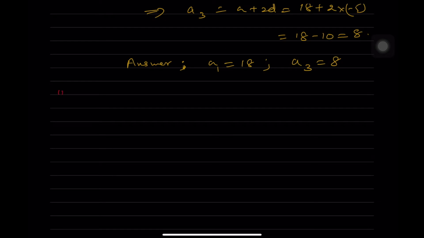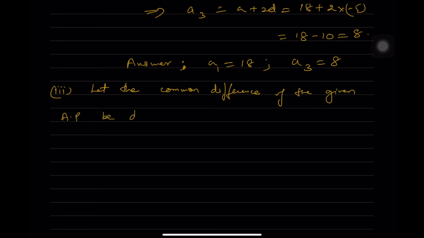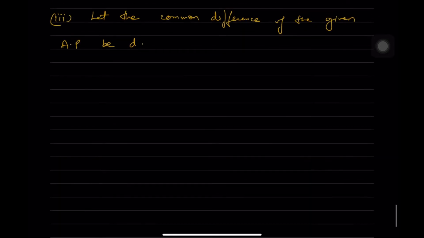The third one, now we're going to find the common difference of the given AP. So we are given that a is equal to 5, fourth term is equal to 9 1/2.